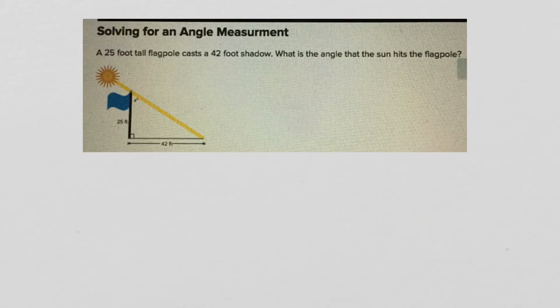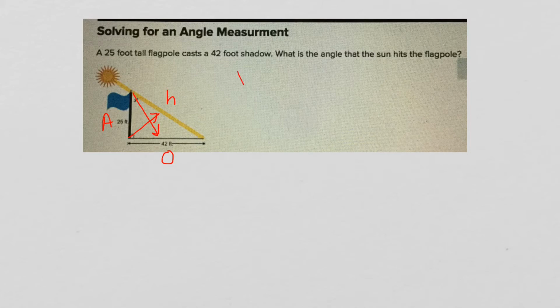All right, let's look at the triangle that they've given us. We have a 25-foot flagpole that casts a 42-foot shadow. What is the angle that the sun hits the flagpole? All right, so let's go ahead and label what we know. We're going to draw our arrow out of the right angle. That is our hypotenuse. The angle that we're given is X, so we're going to draw the arrow out of X, and that is our opposite, and our other side of the flagpole is our adjacent.